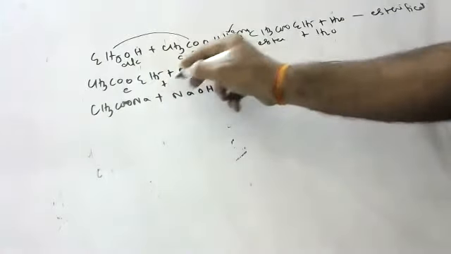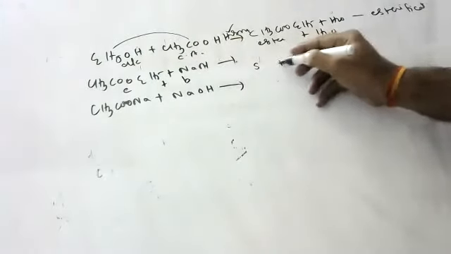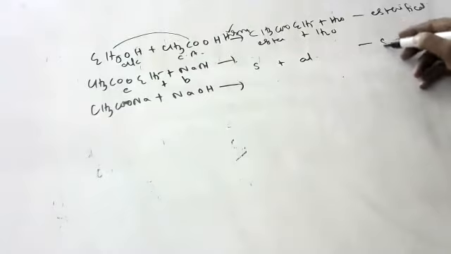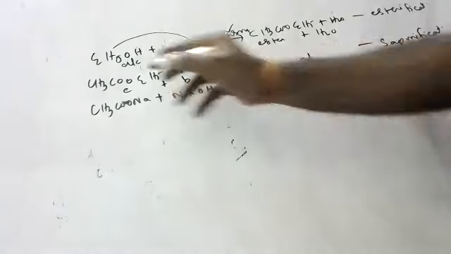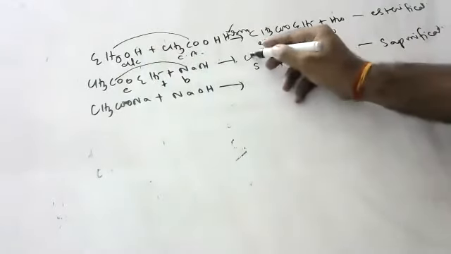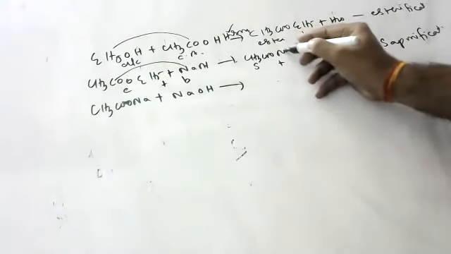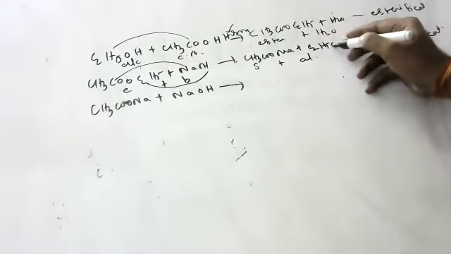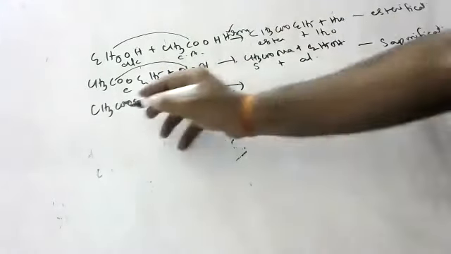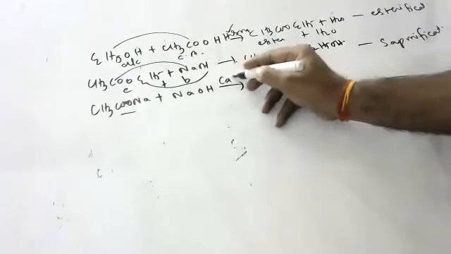water. Next, take the ester and add NaOH. You get soap plus alcohol. Soap plus alcohol means saponification. So what do you get? CH3COONa is your soap, and C2H5OH is your alcohol. And then CH3COONa plus NaOH in the presence of CaO.